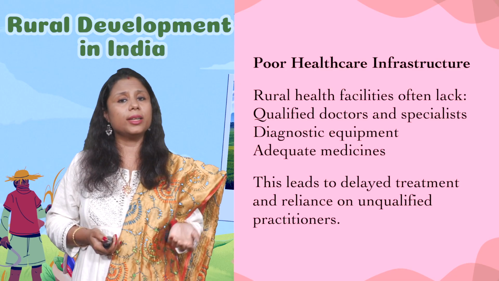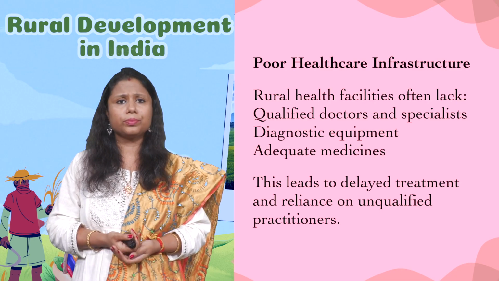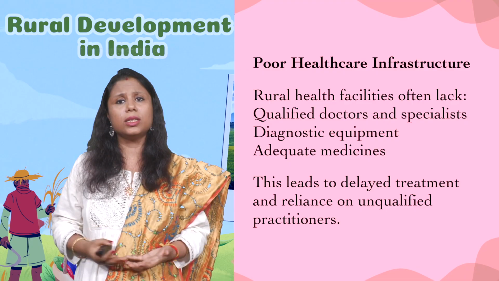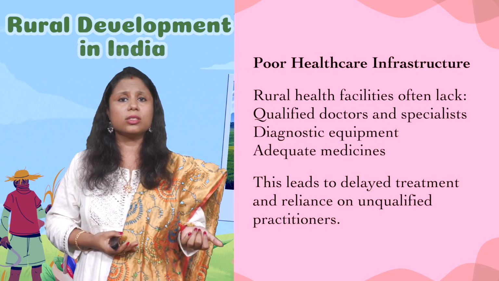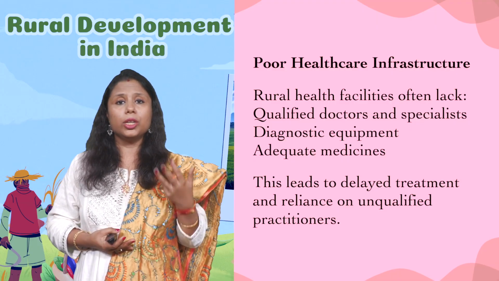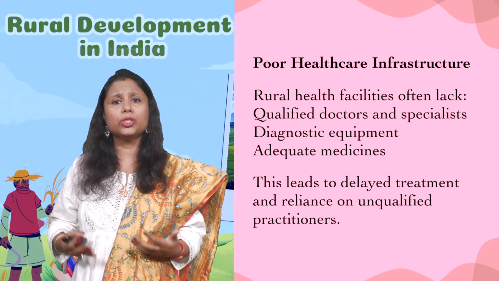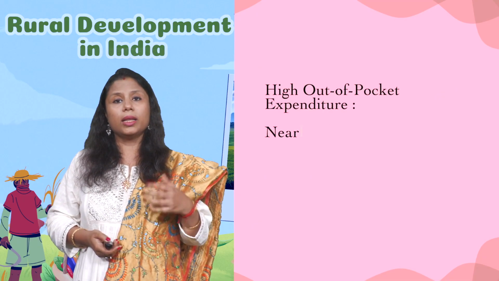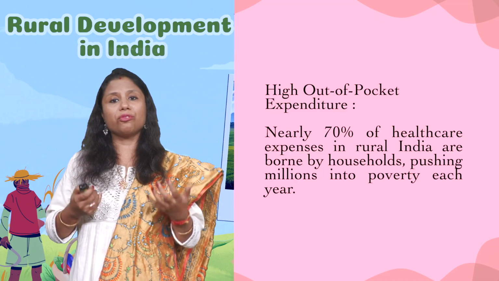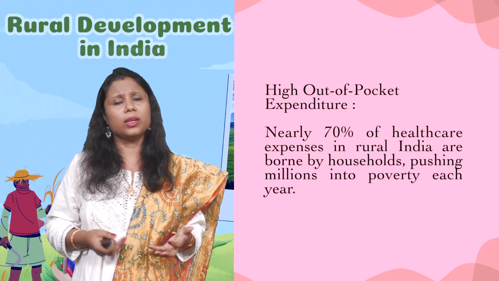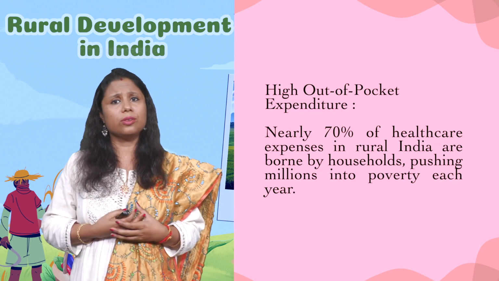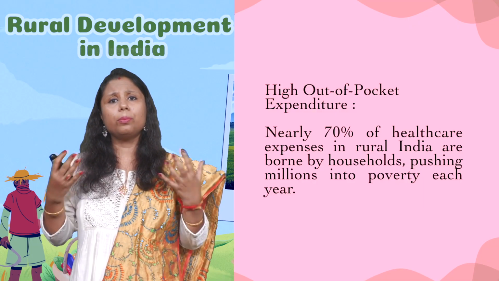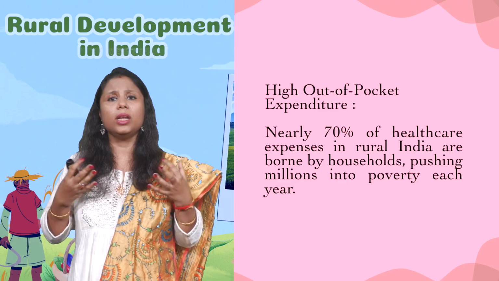Then there is poor health infrastructure, which is another major concern in the rural areas. Rural health facilities often lack qualified doctors and specialists, diagnostic equipment, adequate medicines, and so on, which leads to delayed treatment and reliance on unqualified practitioners. Then another major concern is high out-of-pocket expenditure, which implies that nearly 70% of the healthcare expenses in rural India are borne by the households, thereby pushing millions into poverty each year.